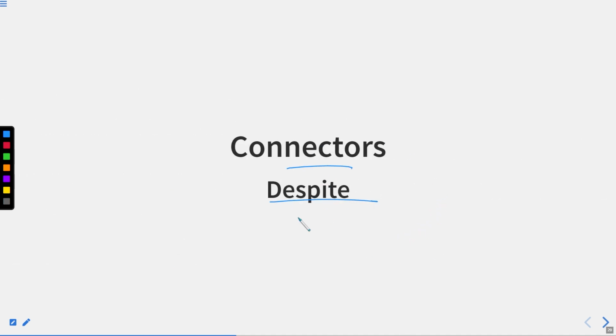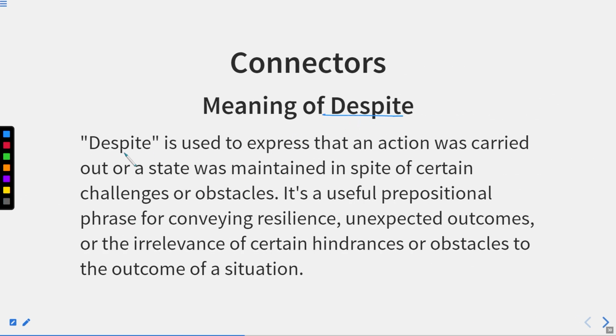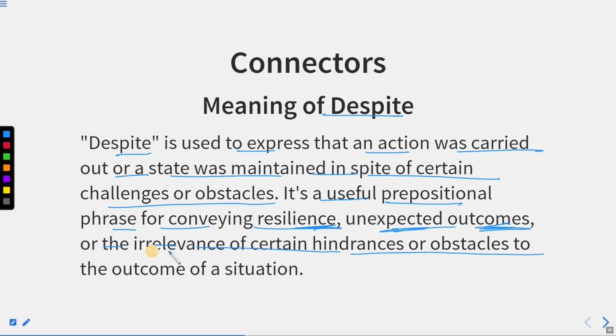Now we'll discuss the connector despite. As I told you, in spite of and despite have the same meaning, so despite also serves as in spite of. Now let us discuss the meaning of despite. Despite is used to express that an action was carried out or a state was maintained in spite of certain challenges or obstacles. It is a useful prepositional phrase for conveying resilience, unexpected outcomes, or the irrelevance of certain hindrances or obstacles. It means these hindrances, disturbances, and obstacles do not affect the situation described, or the outcome of the situation.